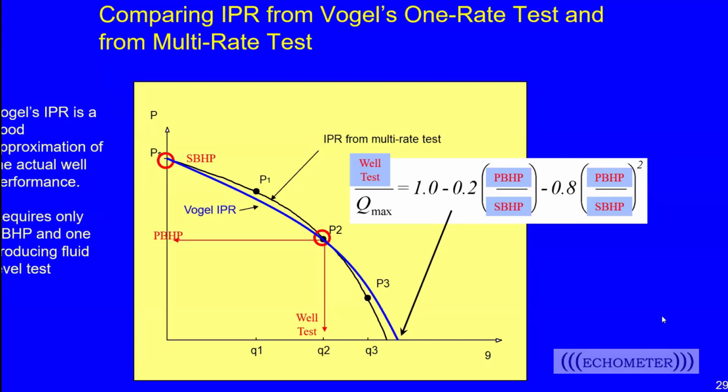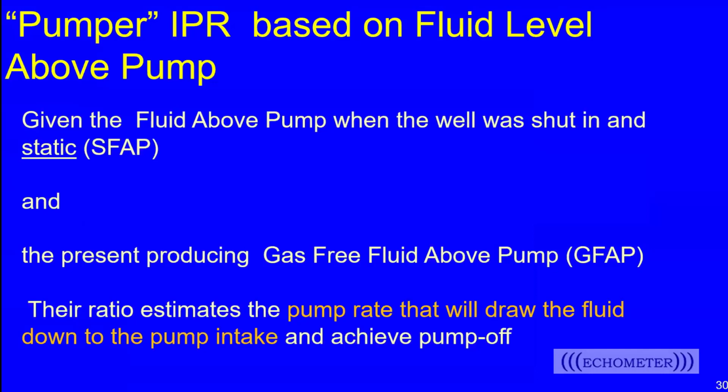The next slide, what I'm presenting here is a different way of looking at this, more from a practical standpoint. Now that we have a static fluid level measurement, and we know the static fluid level corrected for any gas-free, and we have a producing fluid level above the pump corrected for the gas being produced. If we take the ratio of these two values, it is an estimate of the pump rate that will draw the fluid down to the pump intake and achieve pump off.